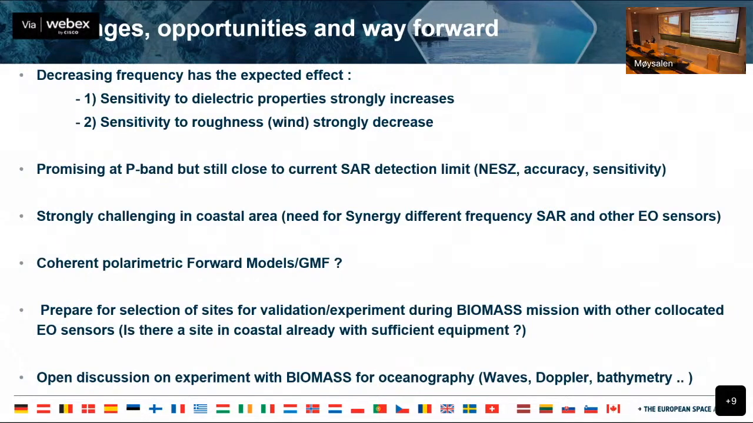So the acquisition plan will be more like a proof of concept or specific experiment. Don't expect to have high revisit time. It will be like patches. I can explain it later if you want. Okay, I think that's it.